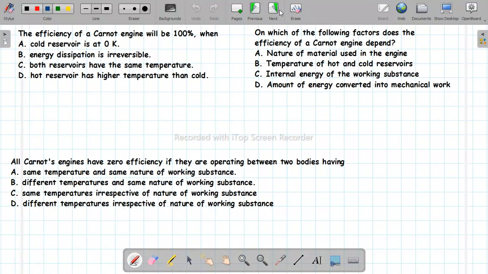Efficiency of Carnot engine will be 100% when cold reservoir is at 0 Kelvin, energy dissipation is irreversible, both reservoirs have the same temperature, hot reservoir has higher temperature than cold. Efficiency is output over input.